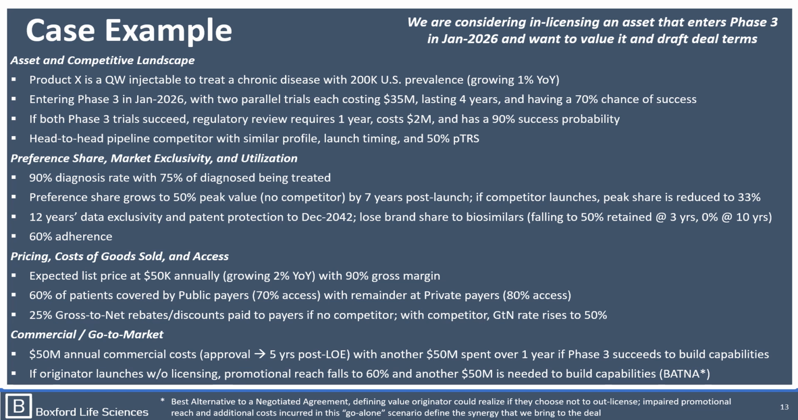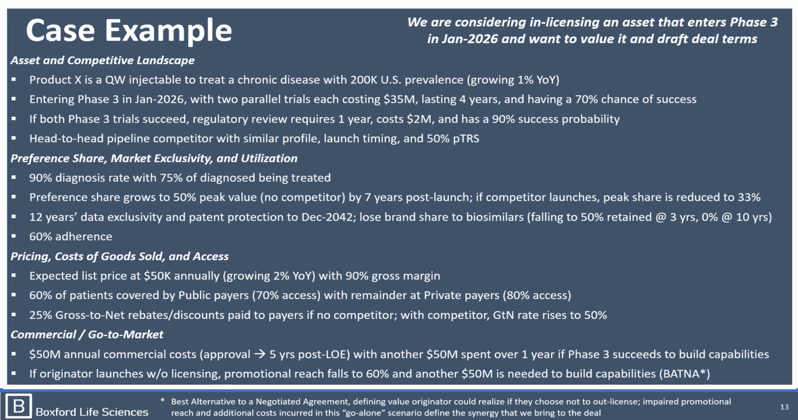For the gross to net rebate and discount that's paid to payers, we assume 25% if there's no competitor. If there is a competitor, we need to discount more steeply and rebate in order to get formulary access, and so we assume that gross to net rate rises to 50%.